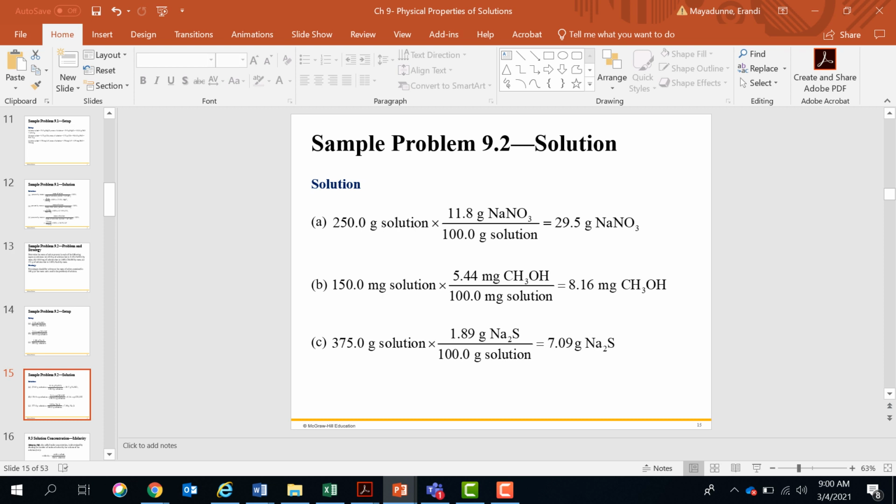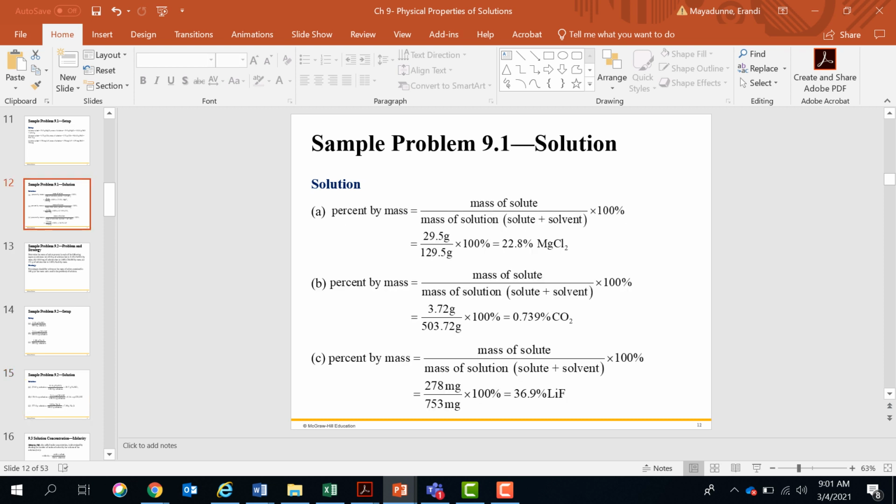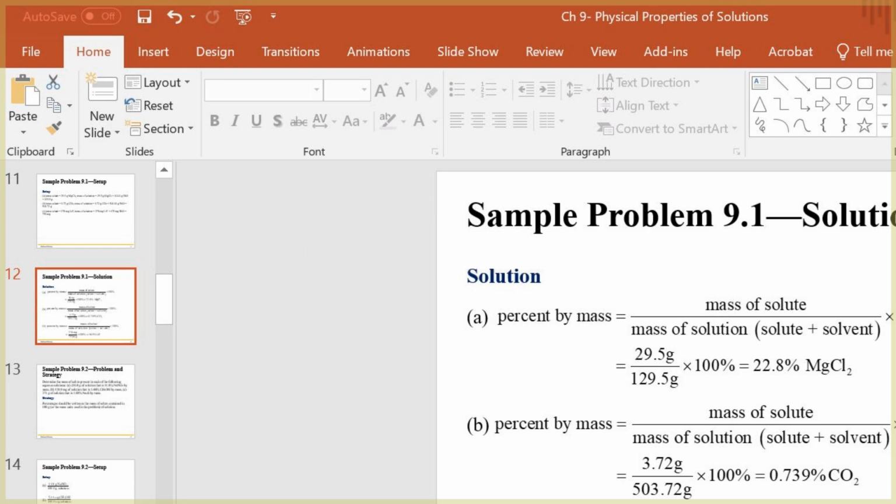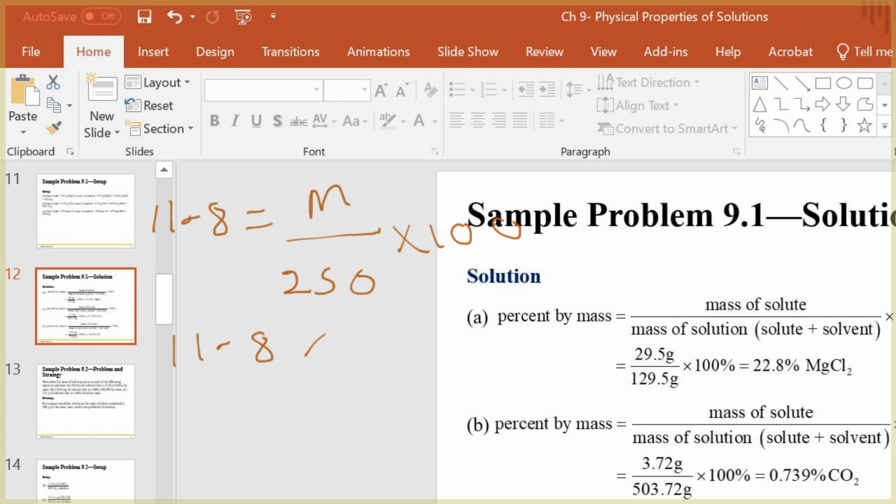If I write it again and show you the mass percent, which is 11.8, it's the same thing. It's divided by, you don't know the mass of the solute, 250 times 100. So it's the same thing. That's what I want to show you. 11.8 multiplied by 250 divided by 100. I just simplified. So how do I simplify? How did I simplify it?